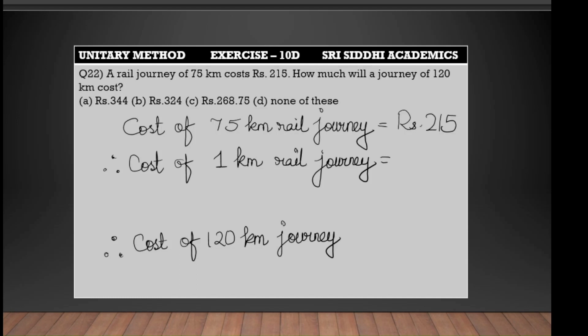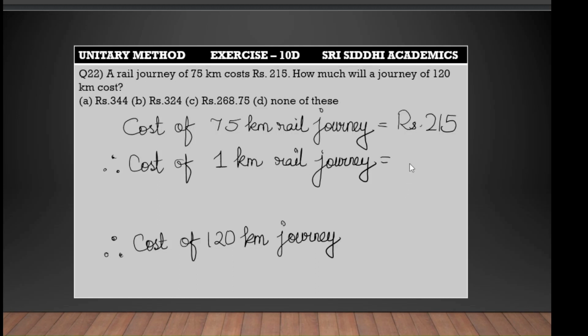Let's start with question number 22. Question number 22 says that a rail journey of 75 kilometer costs rupees 215. How much will a journey of 120 kilometer cost? Okay, so options have been given. So I have written the given statement that the cost of a 75 kilometer rail journey is equal to rupees 215.